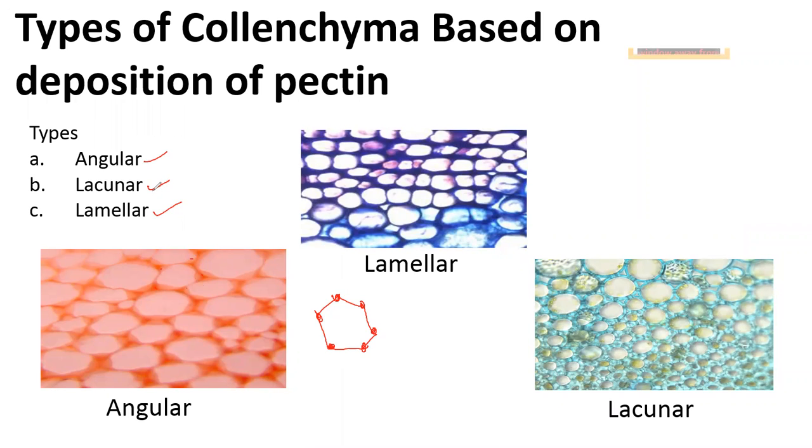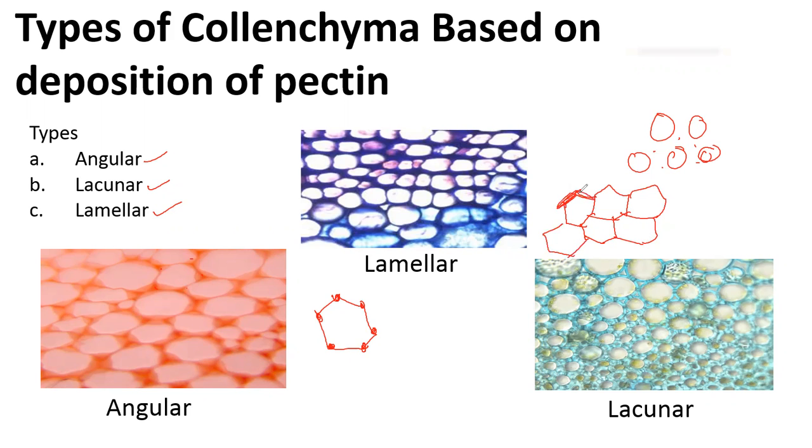Okay, next lacunar. Lacunar is a condition where, in between the cells, the intercellular spaces will be having the pectin. As you can see, the blue ones, these are pectin. Next, lamellar. Lamellar is a condition where these cells will be arranged in a regular fashion. So, I'm just representing two rows. Okay, now here will be pectin and here again.